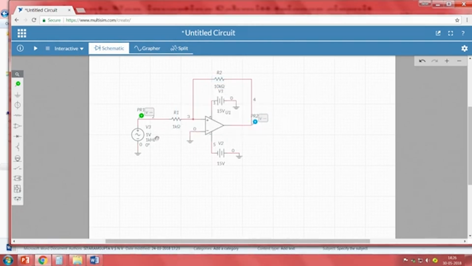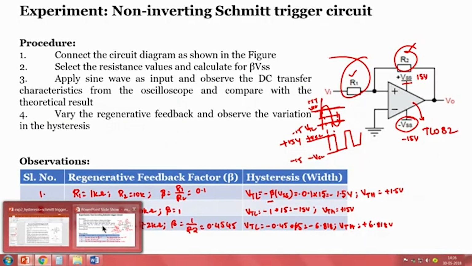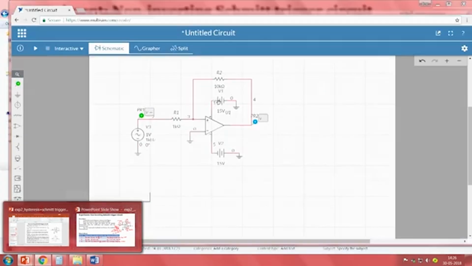Right. Now, what is the input voltage? When we look into the presentation, we remember that the threshold values are plus 1.5 and minus 1.5. When we recall the expected output, when the input voltage is greater than the higher threshold value, meaning in this case greater than plus 1.5 volts, I should get an output of plus VCC, meaning 15 volts. Similarly, when the input voltage is lower than minus 1.5 volts, the lower threshold value, I should get an output of minus VCC.